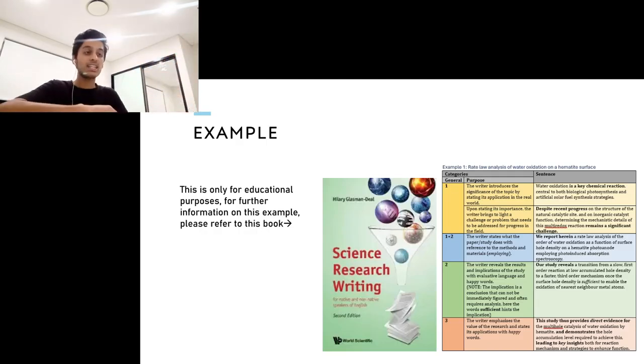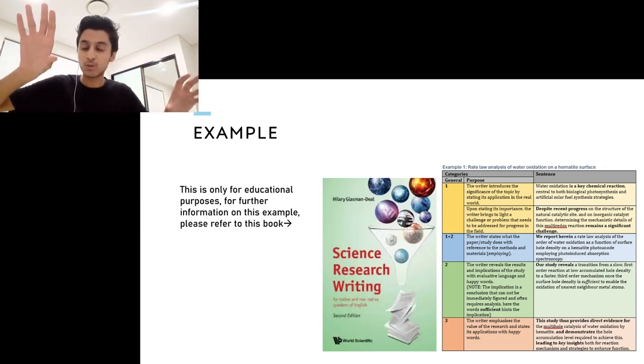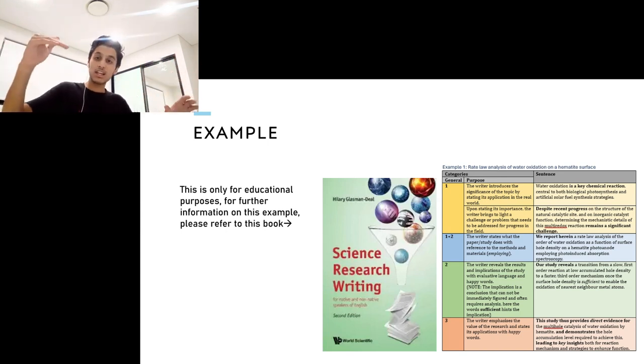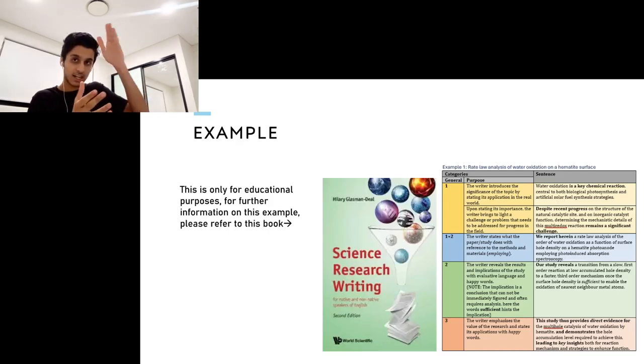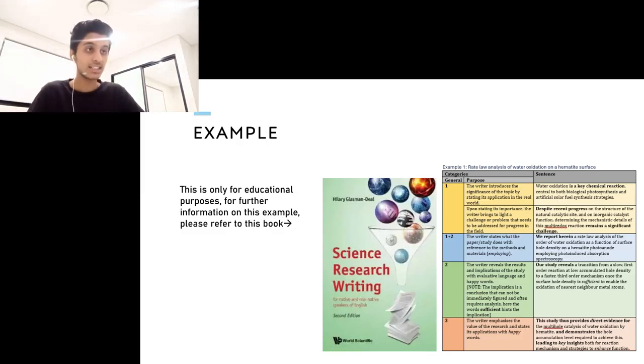So now what they're doing is that they talk about what the paper is, and then they talk about how they've employed photo-induced absorption spectroscopy. And so now they're relating it to the methods. So you see what they've done here? They've combined sentence functions, and this is something that we talked about on how it saves space. Okay. Third thing, the writer reviews the results and implications of the study with evaluative language and happy words.